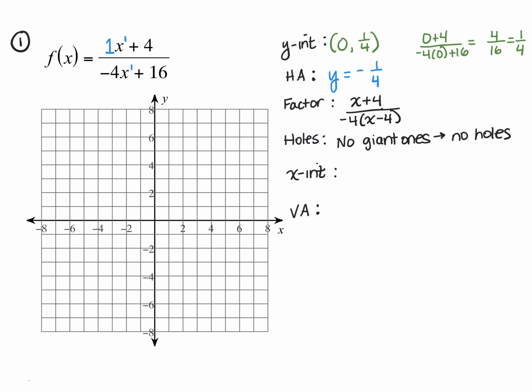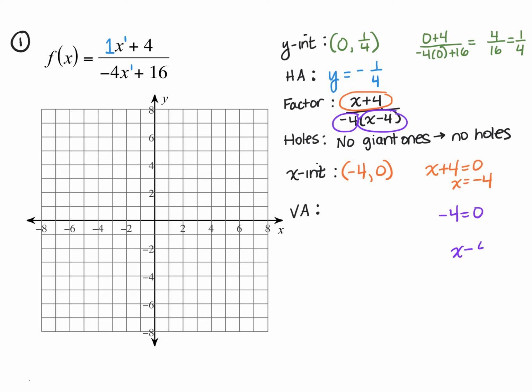And then finally, we have the two things that we do with what's left. For the x-intercepts, take whatever's in the numerator, set it equal to 0, and solve. And we get our x-intercept of negative 4. And then for the vertical asymptotes, take whatever's in the denominator, the factors, set them equal to 0, and solve.